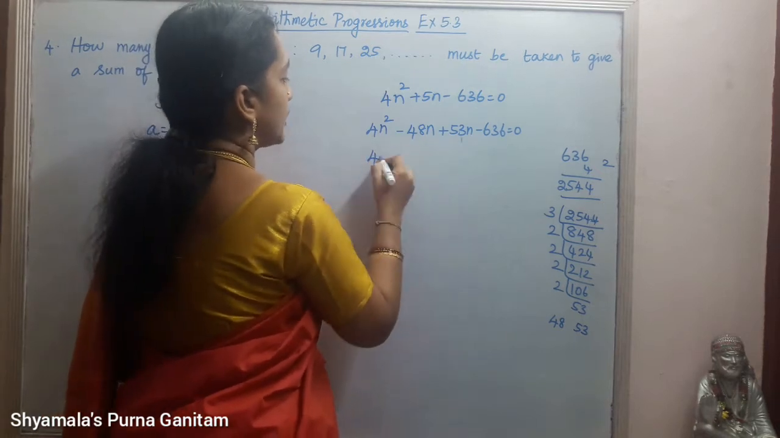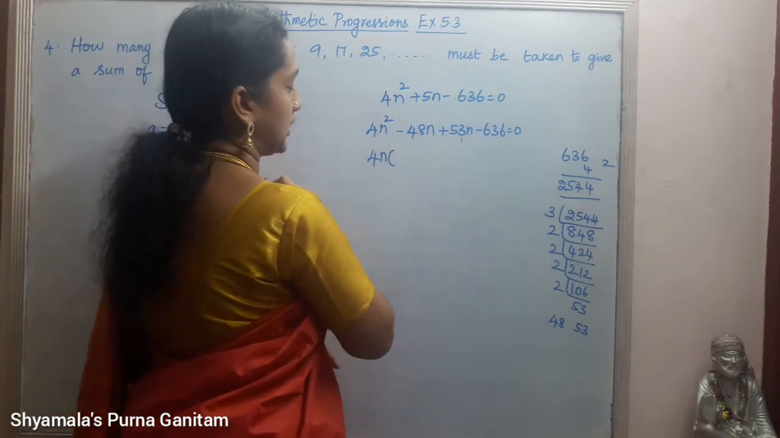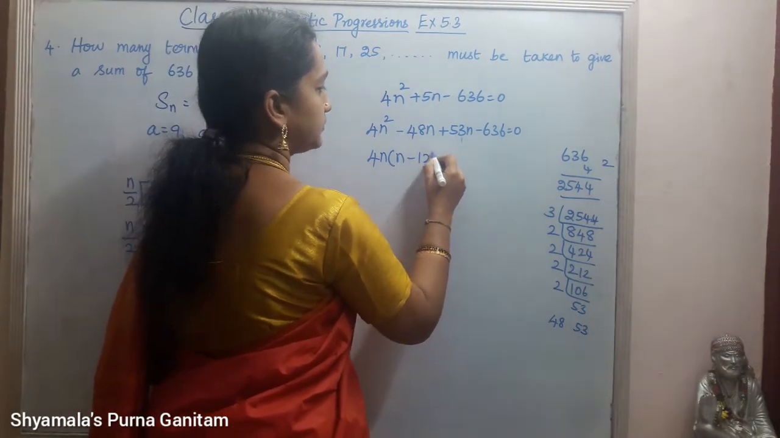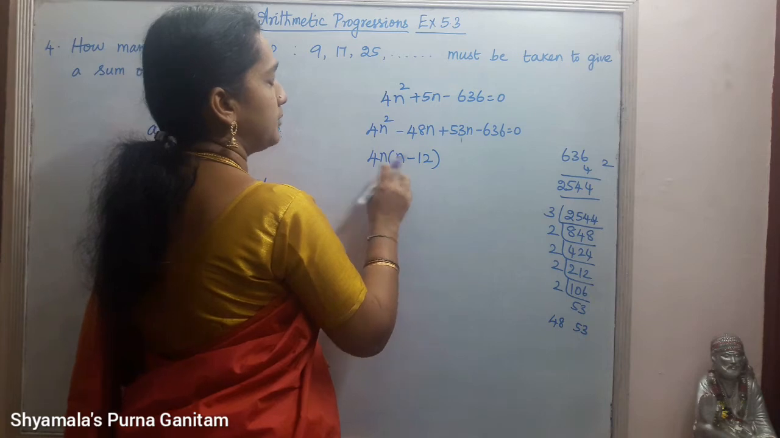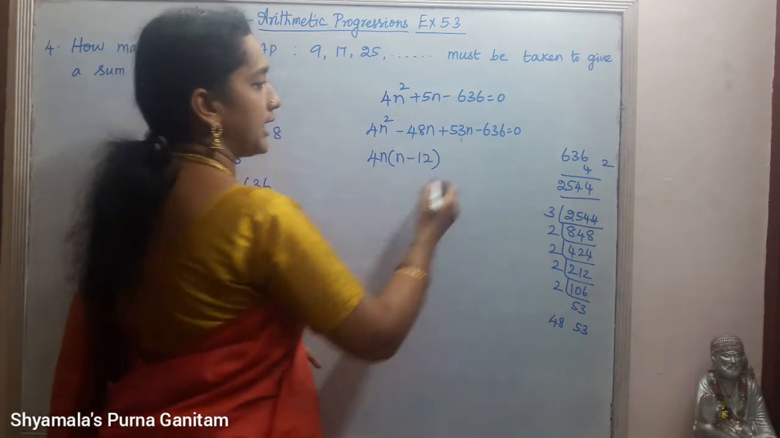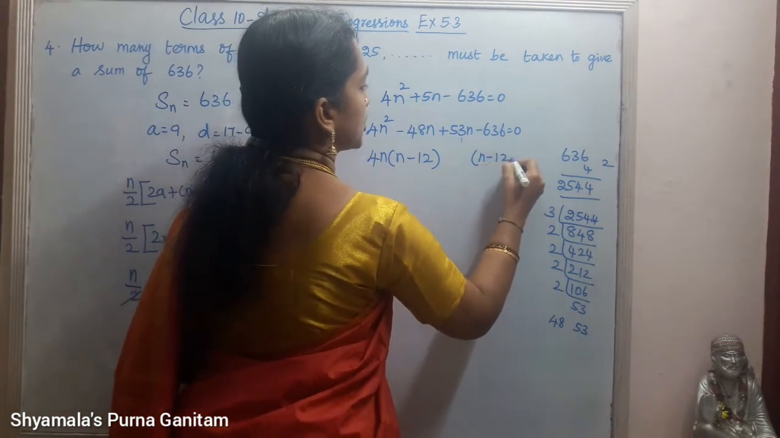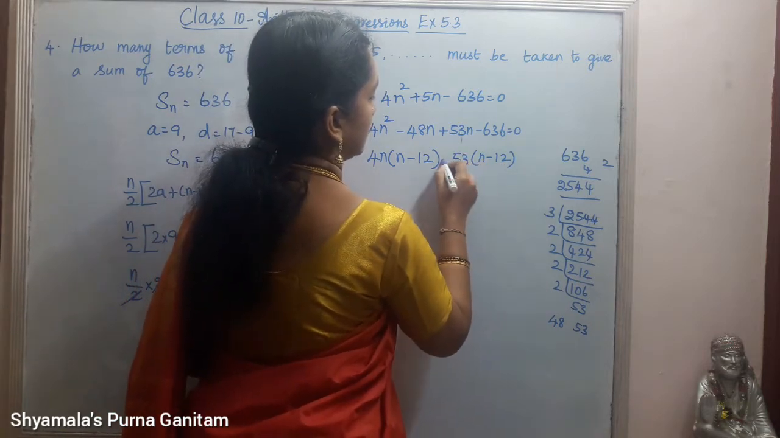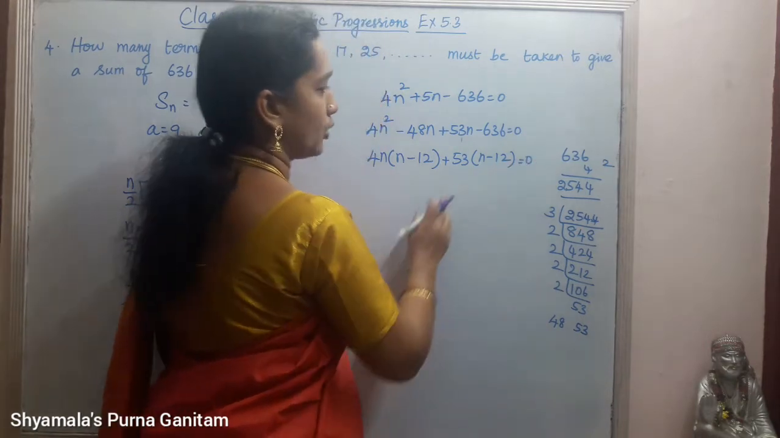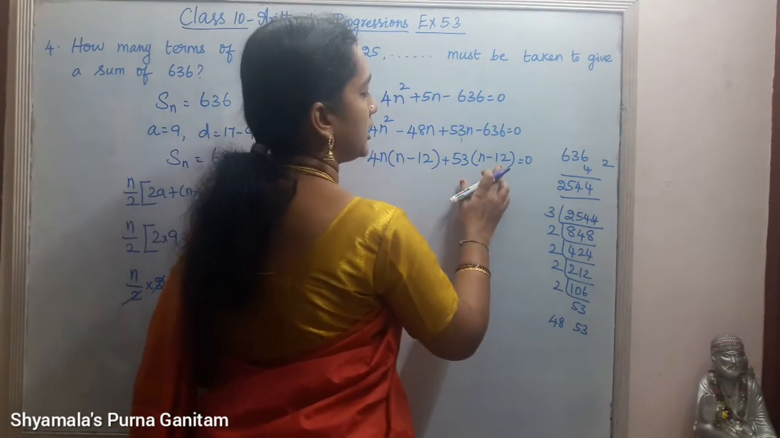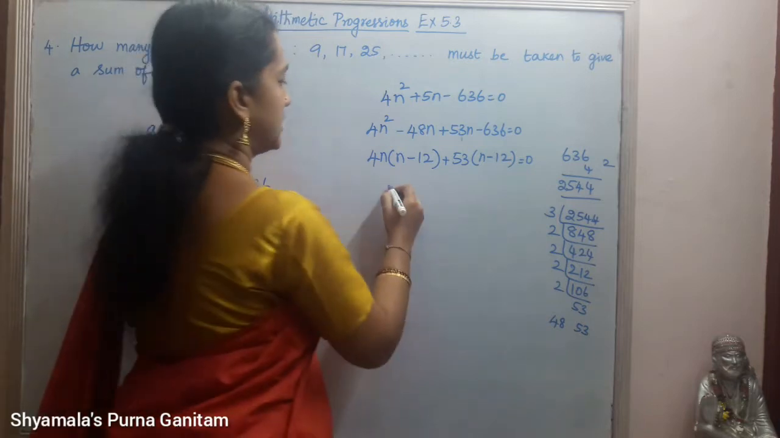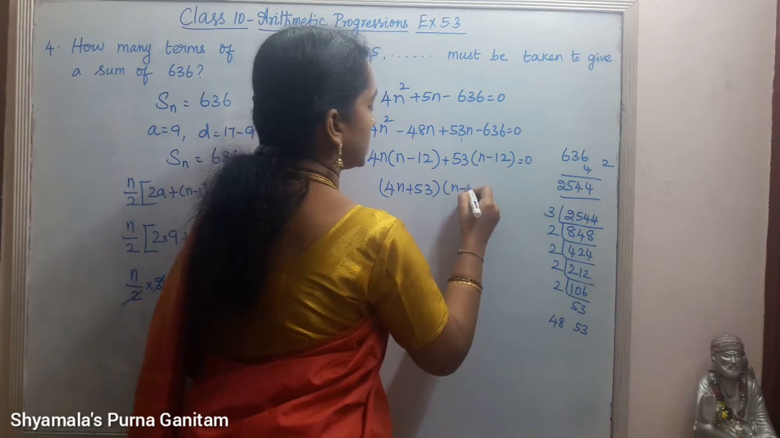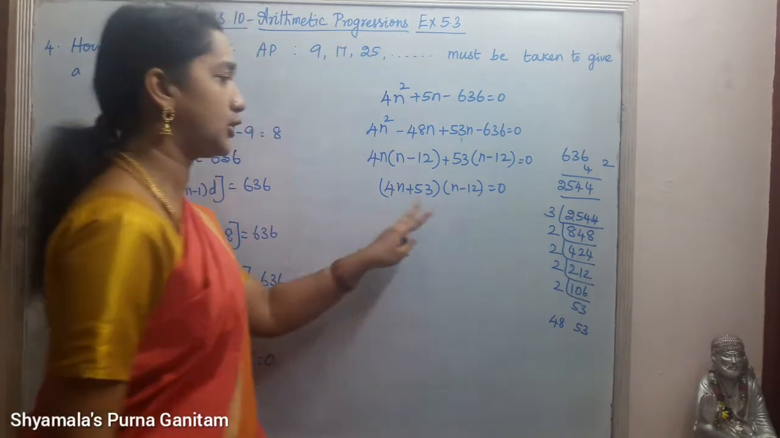Now 4n, if we take common from these two terms, the remaining will be n minus 12. 4n squared minus 4 12s are 48n. So here n minus 12, if we take, the remaining will be 53n plus 53 times 12, which is 636, equal to 0. So 4n plus 53 and n minus 12 is equal to 0. These are the two factors.